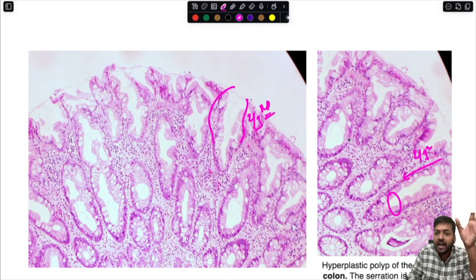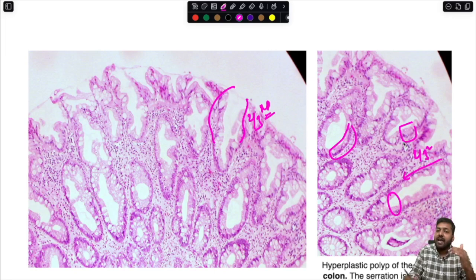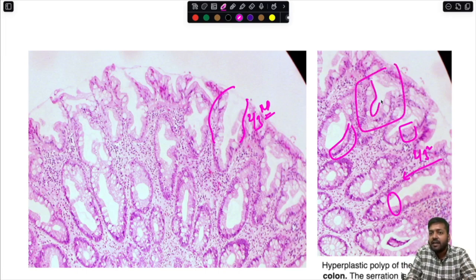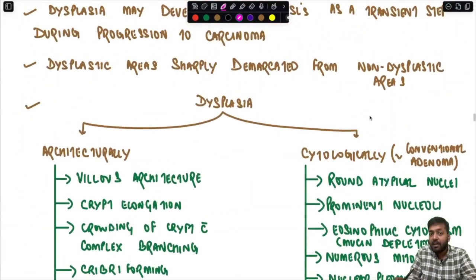And if you look at the lining cells over here, they have basally located bland nuclei. And this variety that we are seeing is the microvesicular variety, because the individual epithelial cells, if you see closely, have a basally located nucleus, abundant cytoplasm, and microvesicles, apical vesicles. And you can see this is the transverse section. You can see the serrated transverse section, stellate in appearance. So this is mainly your hyperplastic polyp. This is your hyperplastic polyp.